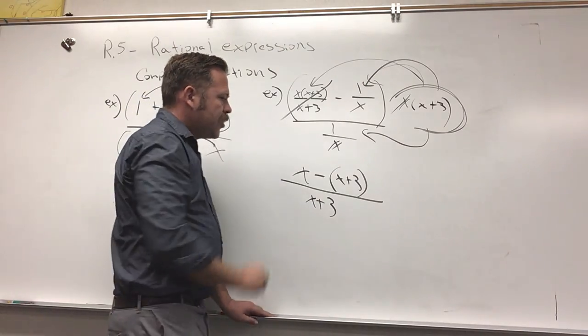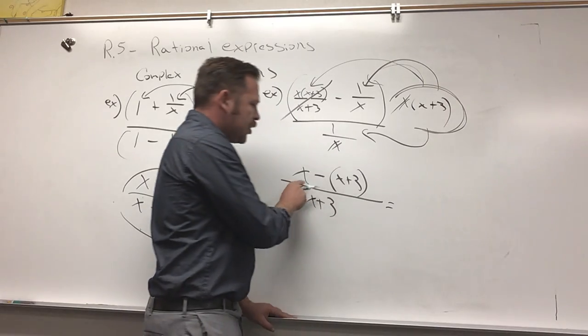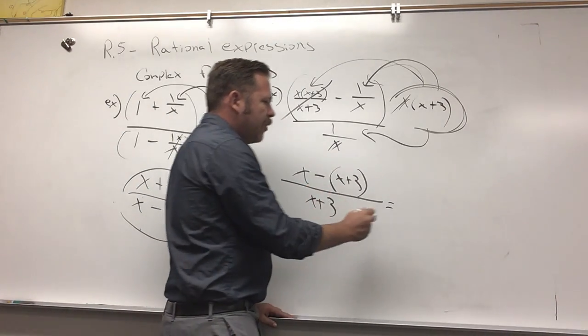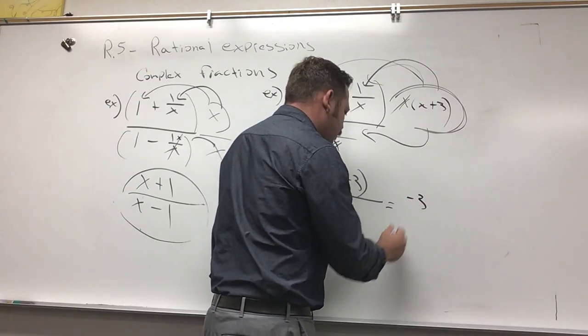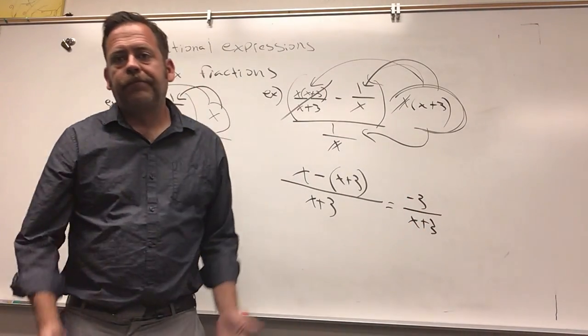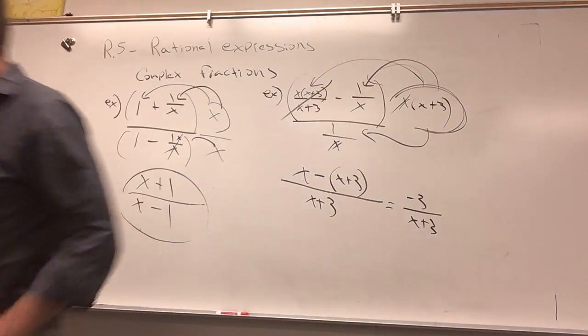Now I have to combine the like terms on the top. x minus x cancels the x's. Minus positive 3 just leaves me minus 3 over x plus 3. That's it. All right, let's try another one.